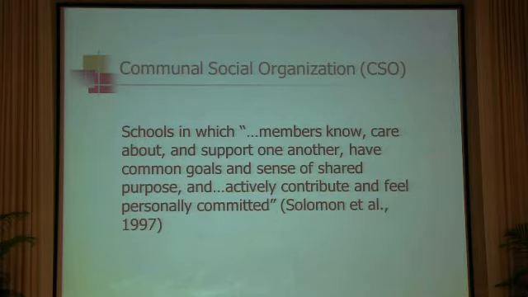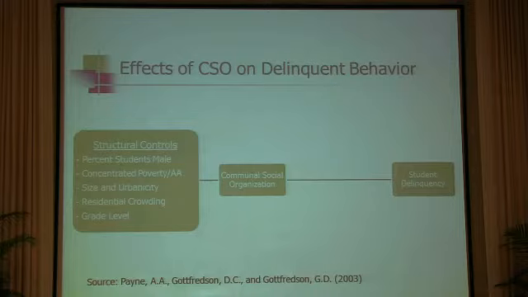My colleague Allison Payne has used the National Study of Delinquency Prevention in School data to explore the effect of what she calls communal social organization. Communally organized schools are schools in which members know, care about, and support one another, have common goals and a shared sense of purpose, and actively contribute and feel personally committed. So she found, indeed, that schools that are high on this CSO do have lower levels of student delinquency.